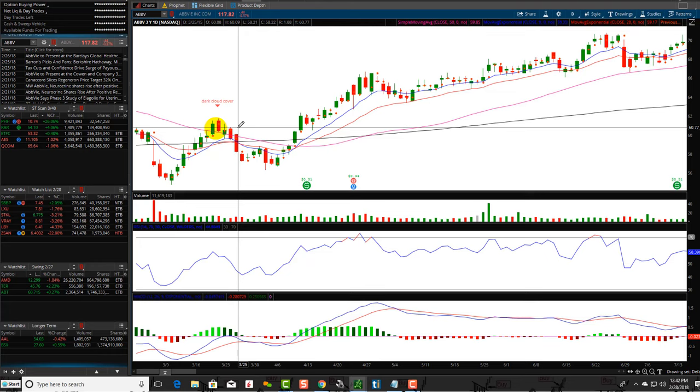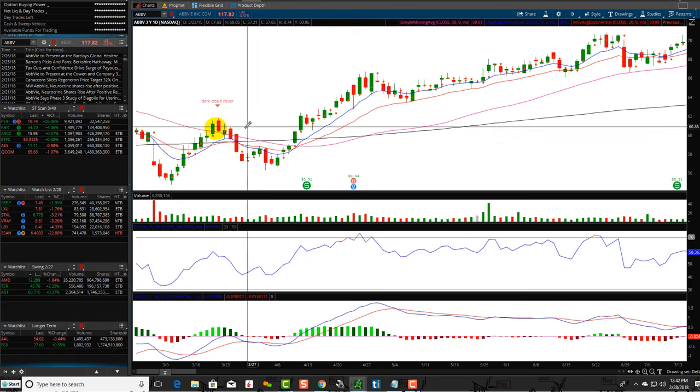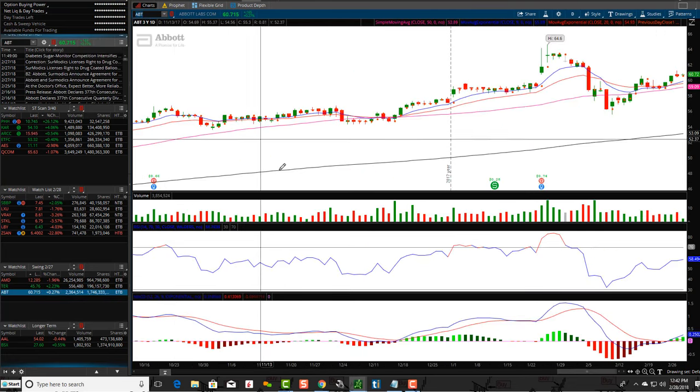Gotta just, again, be aware of everything. Again, see the candlesticks and the patterns, and then see what's happening in relation to the moving average lines and the other technical indicators. Very, very important. Let's take a look at ABT.